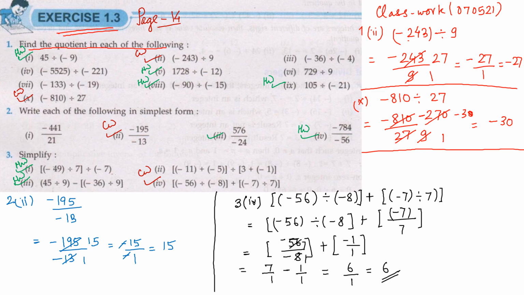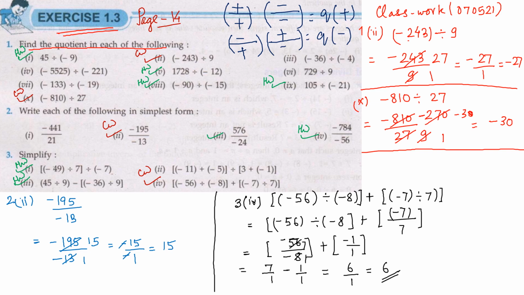Now, before we talk about the division, the basic rule was when the integers of the same sign were divided, whether they were both plus and plus or minus and minus, the quotient was always positive, isn't it? And when the integers have opposite signs, either minus and plus or plus and minus, then the quotient was always negative. This is the basic rule, only this much you have to remember.